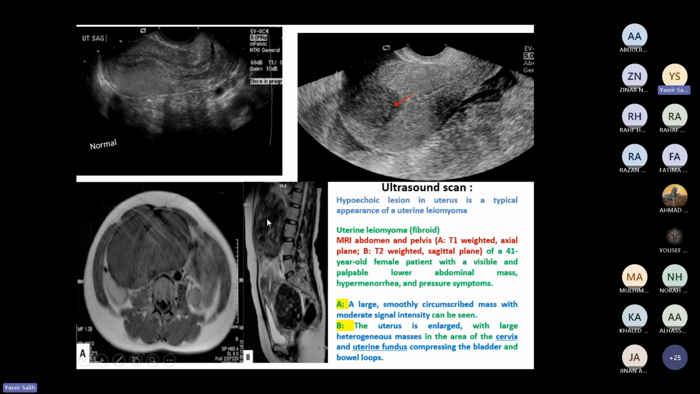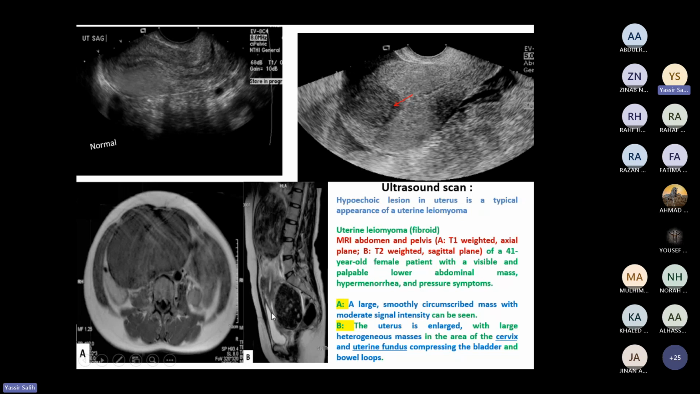And this is MRI sagittal. You can see this is a lesion and also this is a lesion. Two fibroids: this is the first one and this is the second one. The uterus is large with a heterogeneous lesion, meaning it has two intensities, black and hyperechoic. The inferior one is seen in the area of the cervix, and the superior one is pushing on the bowel. So there are two fibroids.